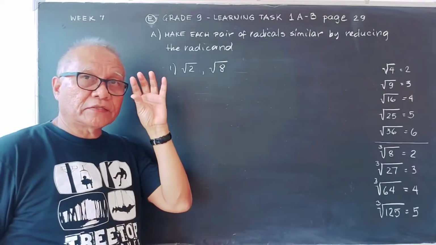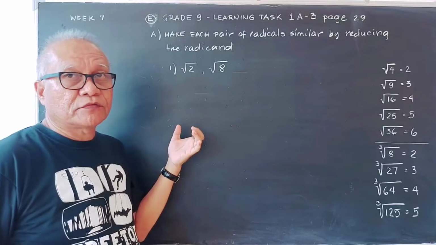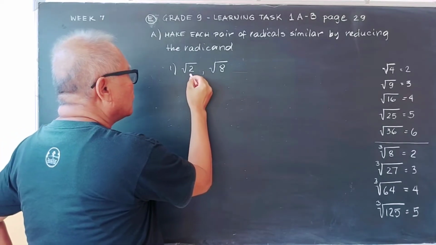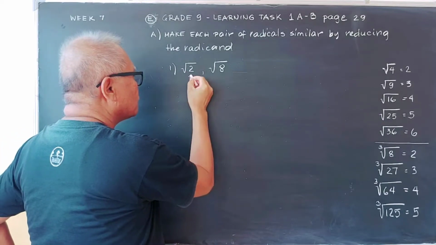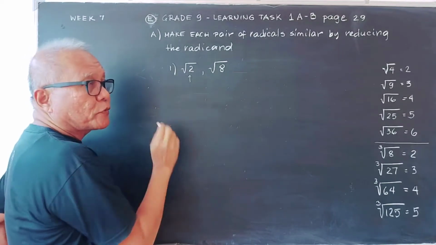Pagsamahin na natin yung letter A at saka yung B. But this one is only 1 to 5. So, square root of 2, wala na ito. This one is already in its simplest form. We cannot do anything for this square root of 2.